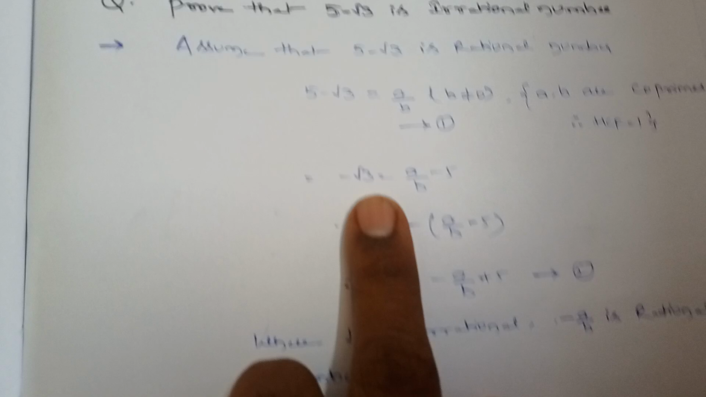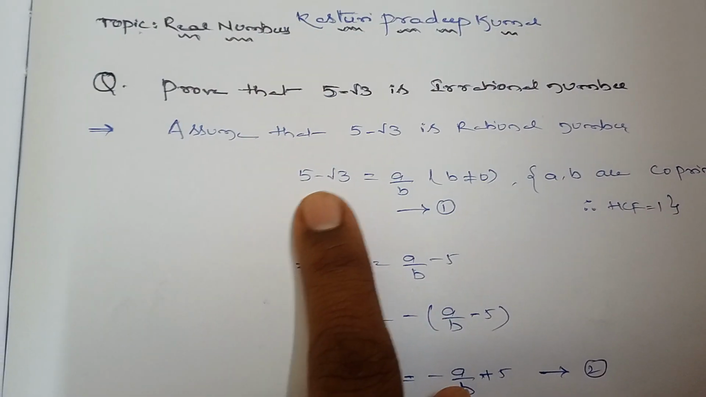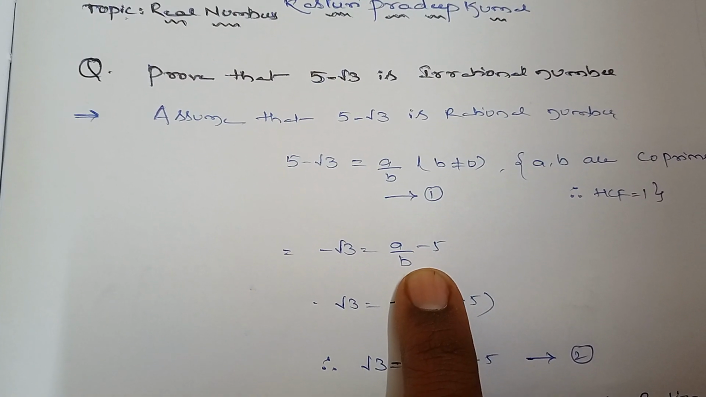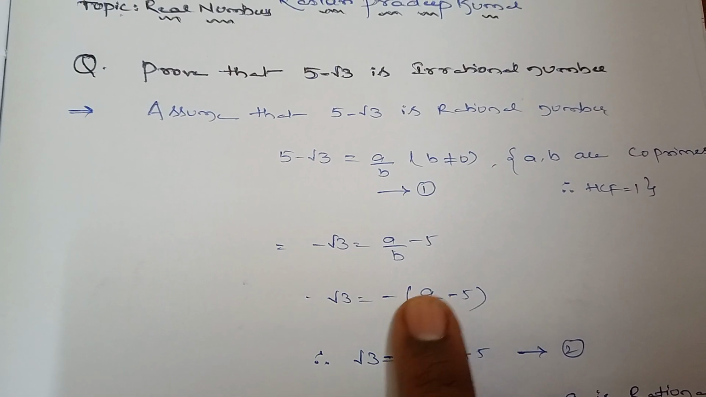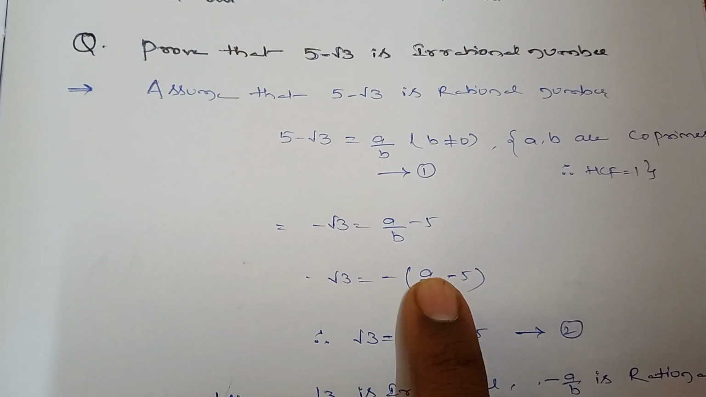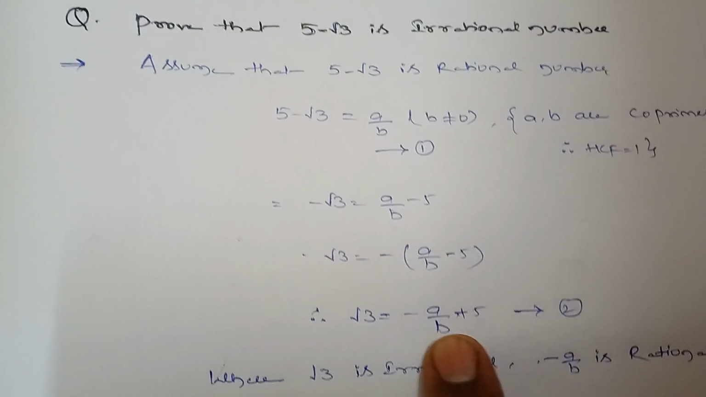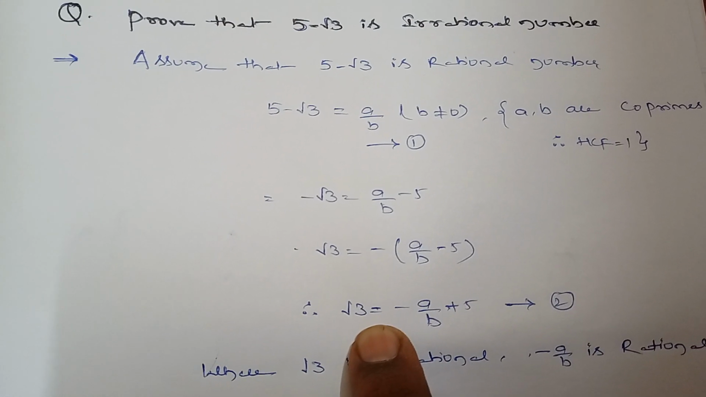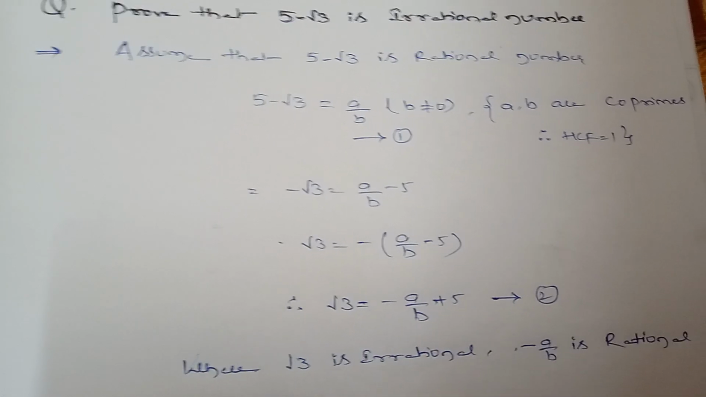Making minus root 3 the subject, sending all the terms to RHS, we get a by b minus 5. Sending minus to RHS, we get root 3 equal to minus of a by b minus 5. So therefore root 3 equals minus of a by b plus 5.